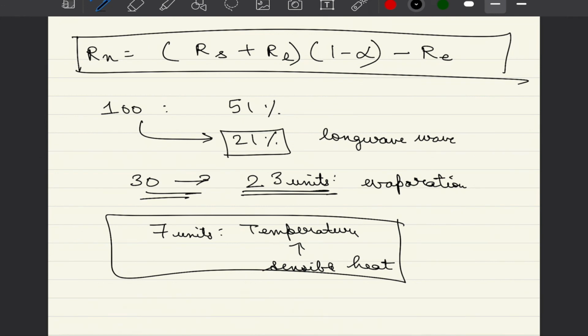In the next video, we will try to understand some basic properties associated with water vapor before we start looking into large scale drivers of precipitation.